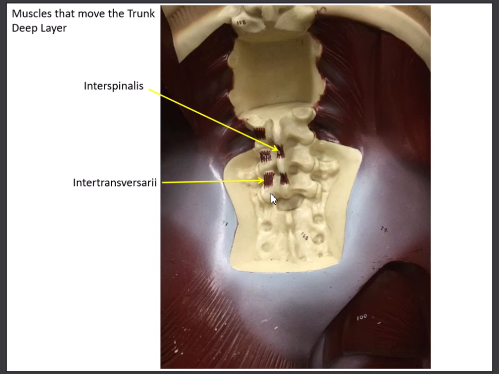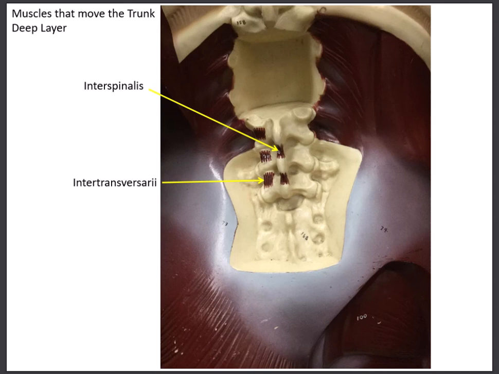This muscle here, this is the transverse process, transverse process. Now we can catch another transverse process over here. So this muscle going up between the transverse processes is the intertransversarii. When they contract on one side, they're going to tilt the spine to one side. We call that lateral flexion, right? We just do side bending to one side. That's known as lateral flexion.